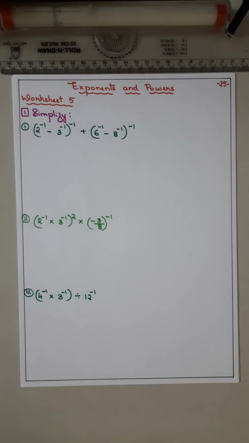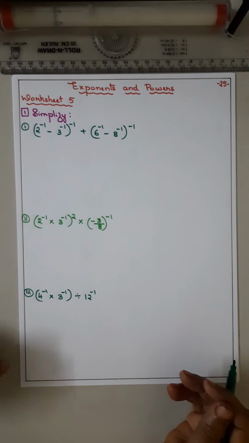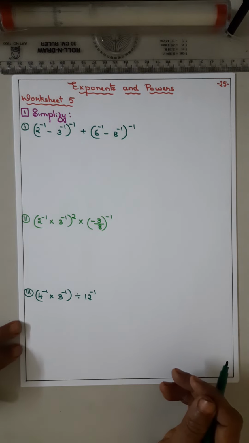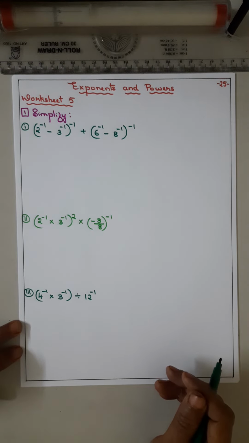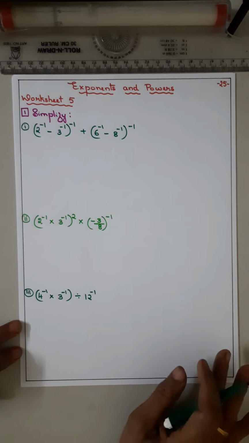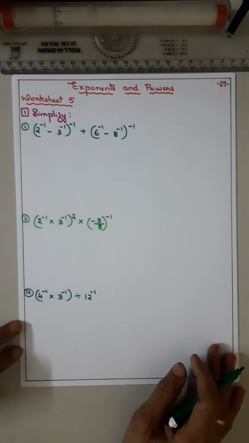Now coming to the worksheet 5. First question, simplify. 2 to the power minus 1 minus 3 to the power minus 1, the whole raised to minus 1, plus 6 to the power minus 1 minus 8 to the power minus 1, the whole raised to minus 1. All with the negative powers.